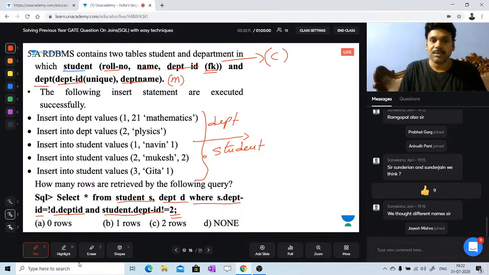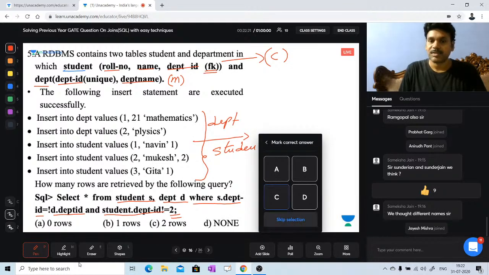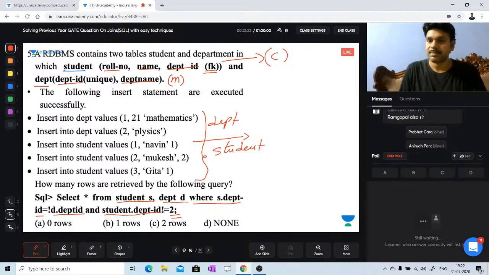So let me give you a poll. Don't worry about my answer. Please solve at your end. What is your answer? So this is the poll. I'm giving you 60 seconds. You know, first student S comma department D will give you a Cartesian product. From there you cut and write the query.